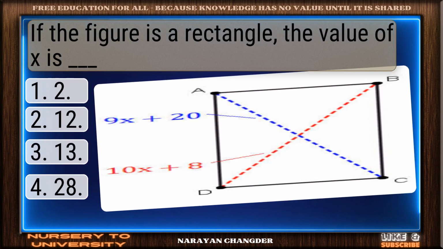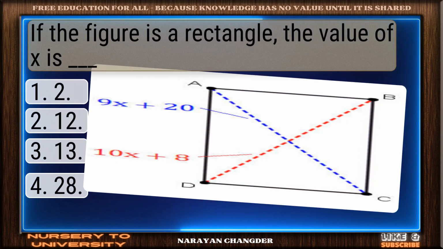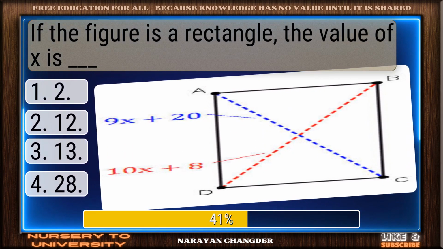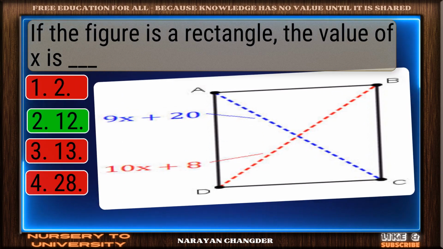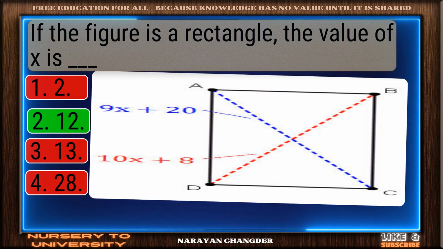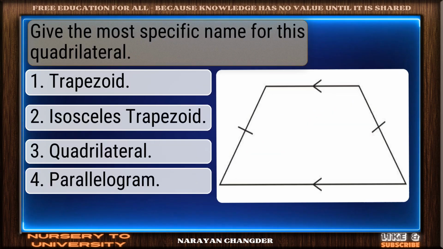Question number 20. If the figure is a rectangle, the value of x is dash. Nice work. You chose 12, and it is correct.